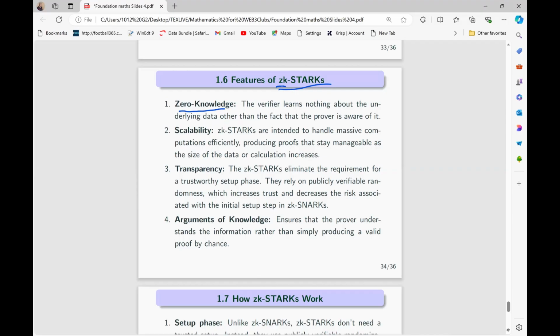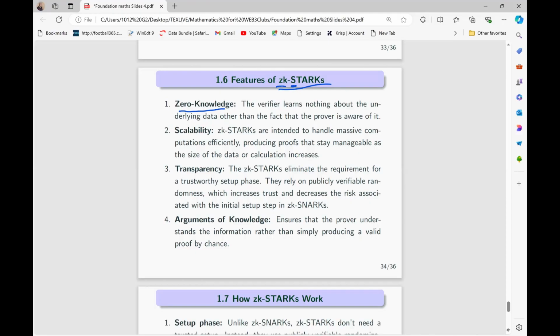Now, there's a slight difference from this and the other one. Of course, we have the S, it was not there. And this one means scalability. So ZK stacks are intended to handle massive computations efficiently, producing proofs that stay manageable as the size of the data or calculation increases.